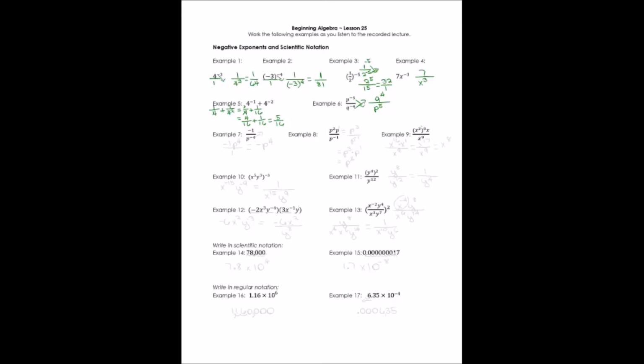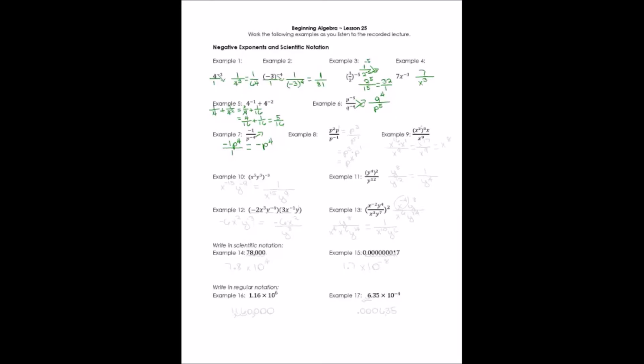Example 7 has a negative 1. Now, that's not a negative exponent. It's just a negative number. It's over p to the negative 4, which I need to go up to become p to the 4th. So it really becomes negative 1 times p to the 4th. In the denominator, there's nothing left, I can put a 1. But what is my answer? Negative p to the 4th in the simplest form.